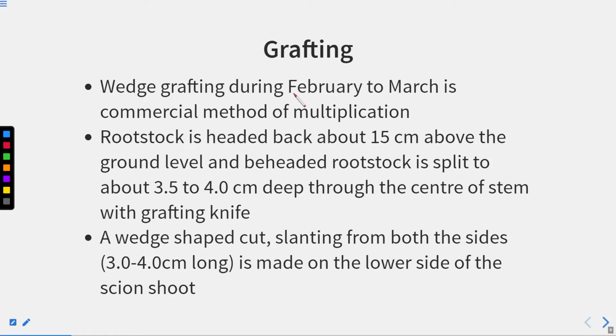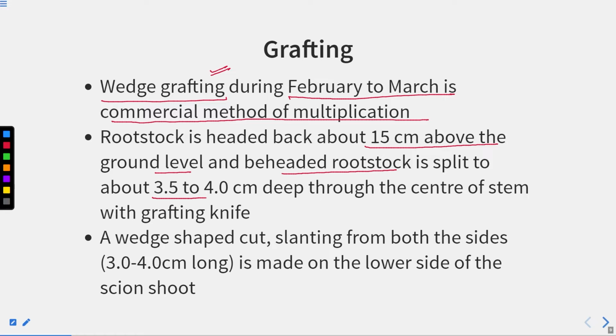The wedge grafting during February to March is the commercial method of multiplication. So grafting is one of the methods that is used for multiplication at the commercial level. Now the rootstock is headed back about 15 centimeter above the ground level, and the beheaded rootstock is split to about 3.5 to 4 centimeter deep through the center of the stem with the grafting knife.